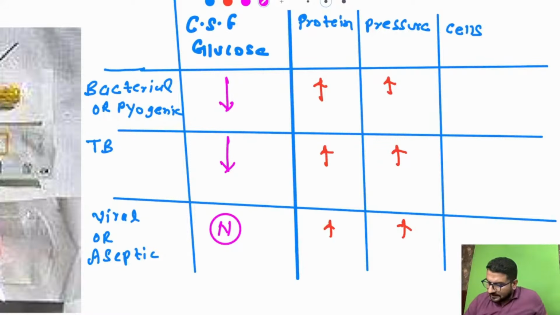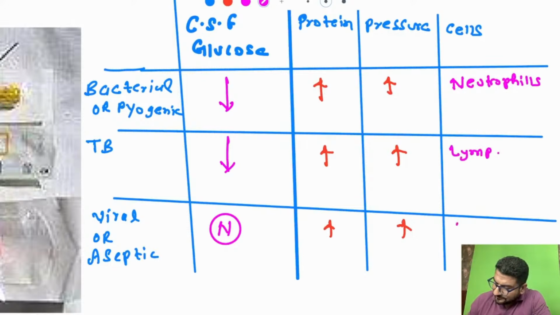Now coming to cells, normally we have 0 to 5 lymphocytes which are normal. अब cells कौन से बढ़ेंगे? Now understand which cells will increase. You can notice the cells in bacterial meningitis are neutrophils. So neutrophils will be more. In TB you will see lymphocytes will be more, and in viral also lymphocytes will be more. So these are the differences of different meningitis which you have to remember.